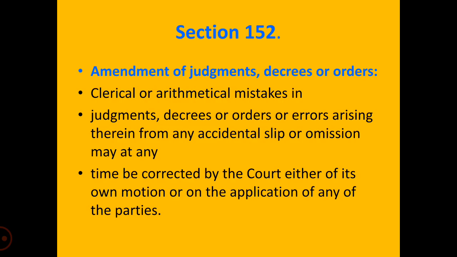Section 152 states about amendments of judgments, decrees, or orders, where due to any clerical or arithmetic mistakes in judgments, decrees, or orders, or errors arising from any accidental slip or omissions, they may at any time be corrected by the court either of its own motion or on an application made by any of the parties. When a mistake which is clerical or arithmetical in nature has been committed in the judgments, decree, or orders passed by the court, or any errors arising from any accidental slip or omissions, they shall at any time be corrected by the court, either on its own motion or on an application made to it by the parties.